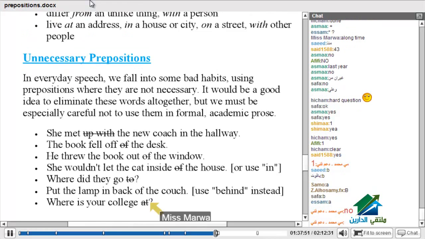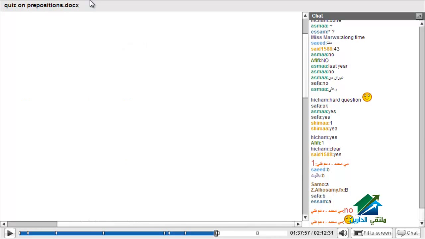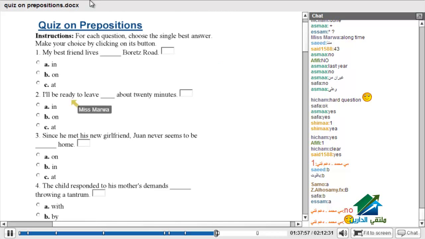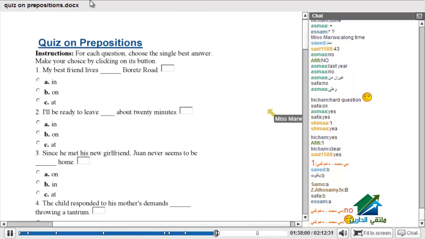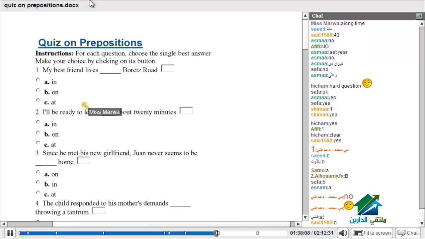طيب someone changed page نفسها. طيب just minute يا جماعة please. Okay. Ha. A. B. B. A. Ha. B. At. Ha. B.